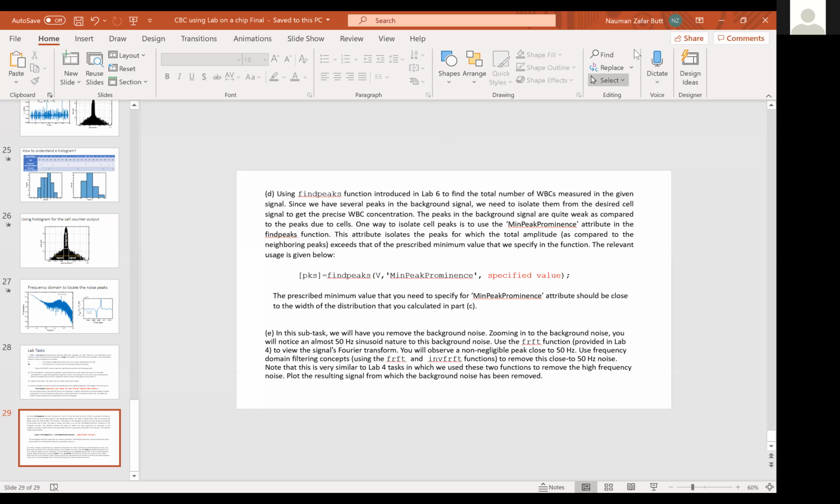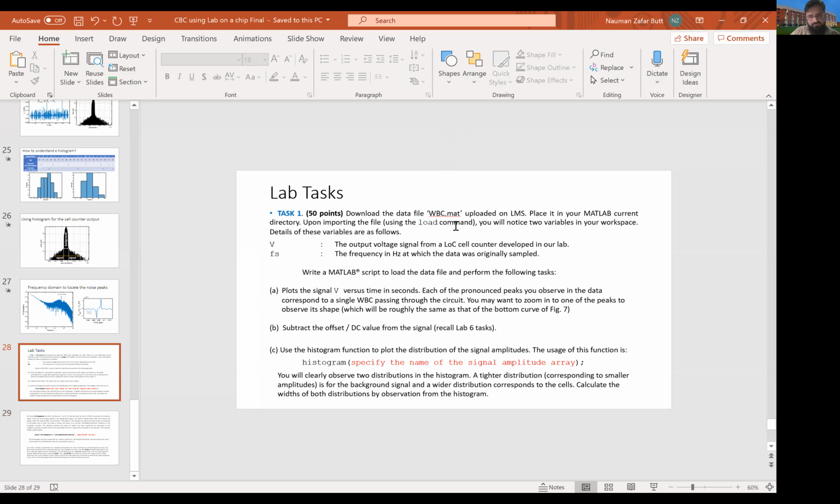Sir, can you please go back to the previous slide? हाँ जी। In this part B, when we are subtracting the offset value from the signal, wouldn't that eliminate the peaks that you are telling us to ignore in part D?